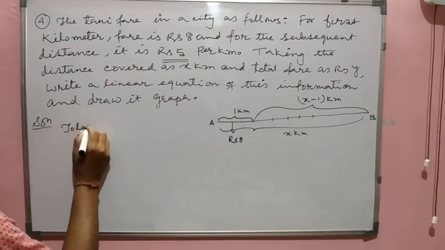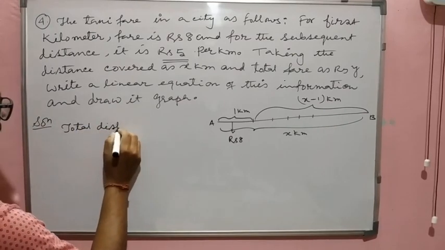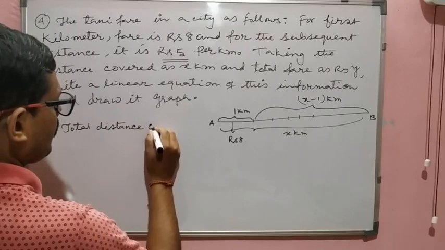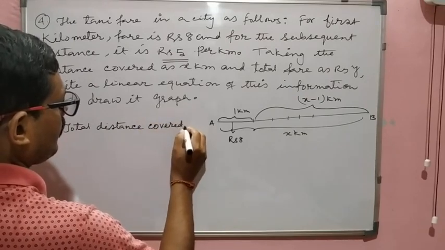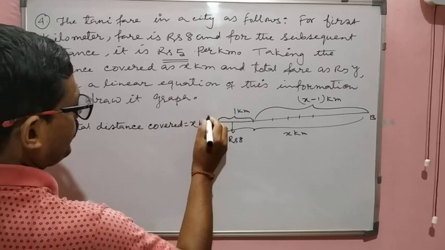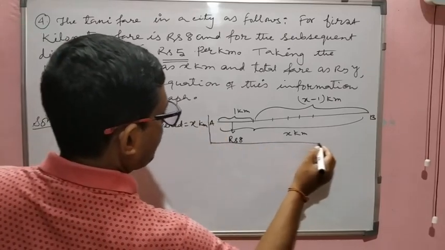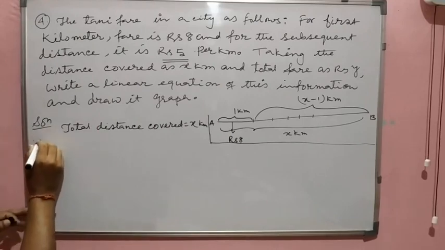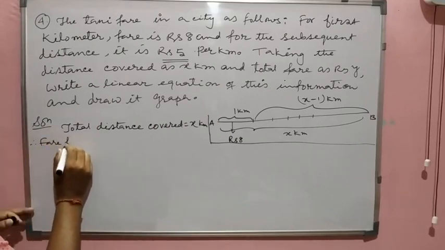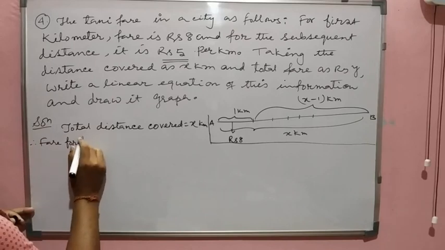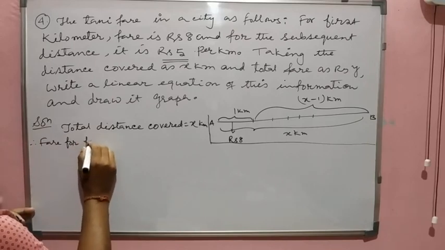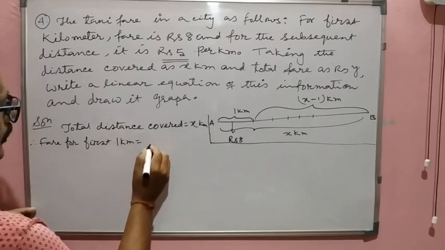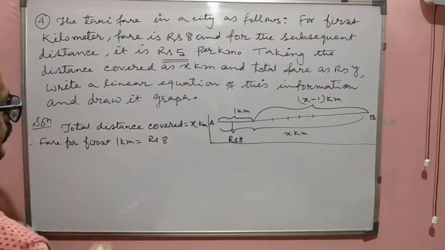Total distance covered equal to x kilometer. Therefore fare for first 1 kilometer equal to ₹8.